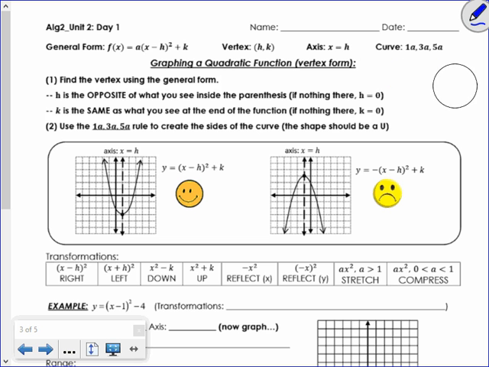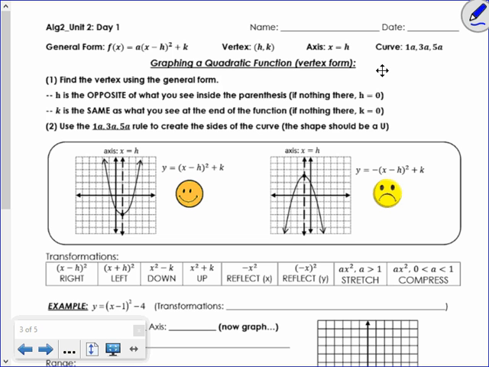Okay? The vertex is going to be the exact same thing that we did last unit. Remember, to find the vertex of an absolute value, use this number and this number, but you write the opposite of the number on the inside. Same exact thing here. Okay? So we're going to use h, k, but the h is going to be the opposite sign of what was inside of the parentheses.